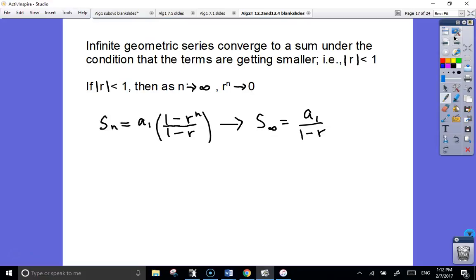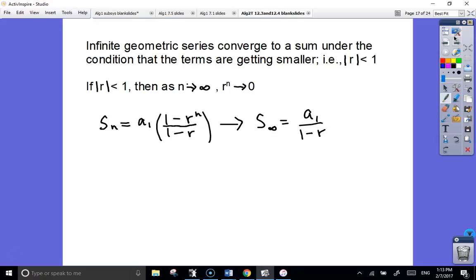Now, the condition for which that is true is that the absolute value of R has to be less than 1. Or another way of saying that, the terms have to be getting smaller. As long as the terms are getting smaller, then it's going to converge to a sum. So let's take, for example, me walking to the other side. R is 1/2. If I have the sum of one term, it'll be 1/2 to the 1 is 1/2. 1/2 squared is 1/4. 1/2 to the third is 1/8, right? As the n gets bigger, what's happening to the fraction?